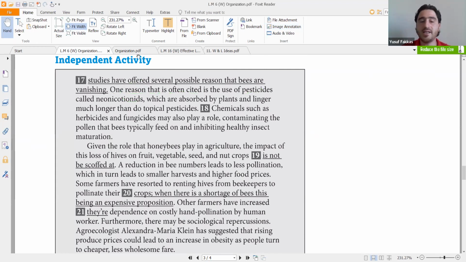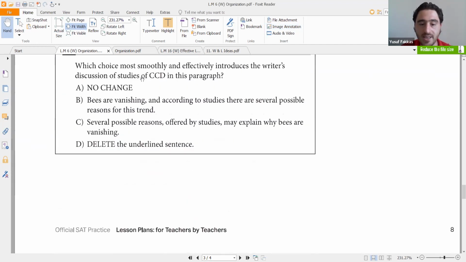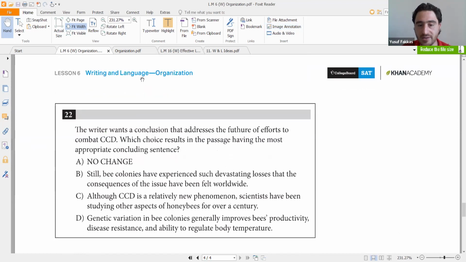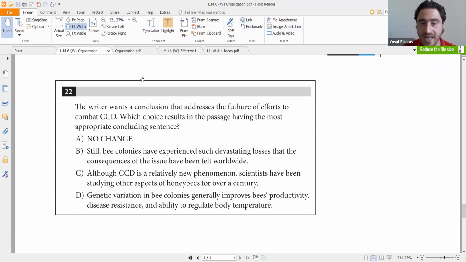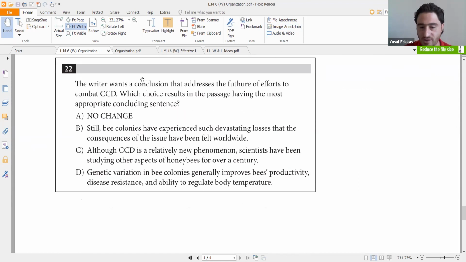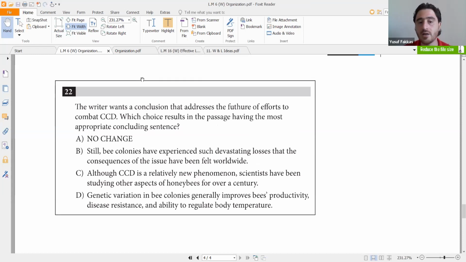We cannot choose B and C because, as we said, they are worthy. B, we will be missing the main idea of the whole paragraph. Now, as you can see here, 22 is another conclusion question. When we started practice, the first kind of question we practiced on was conclusion.